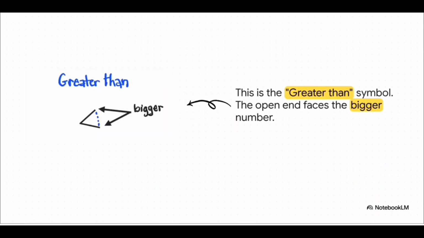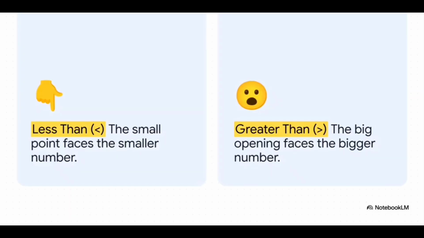And on the flip side, we've got its partner, the greater than symbol. The best way to remember this one is to think of it like an alligator's mouth. The big, open mouth is always trying to chomp down on the bigger number. So let's just put them side by side for a second. With less than, the small point goes toward the smaller value. With greater than, the big open mouth faces the bigger value. That's really it. Once you get that down, you have totally cracked the code.